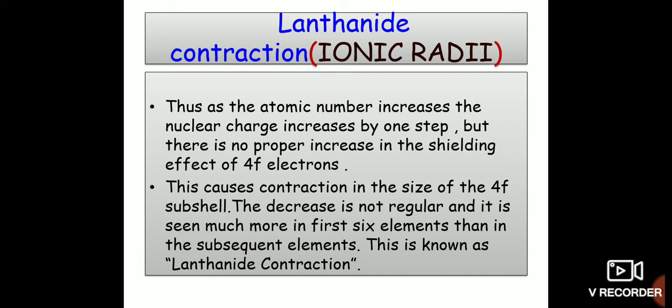So as the atomic number increases, the nuclear charge increases by each step, that is, by unity, but there is no proper increase in the shielding effect of already present 4f electrons on the incoming new 4f electrons. This causes contraction in the size of the 4f subshell, but the decrease is not regular. It is seen much in the first 6 elements of the lanthanides, and this is known as lanthanide contraction.